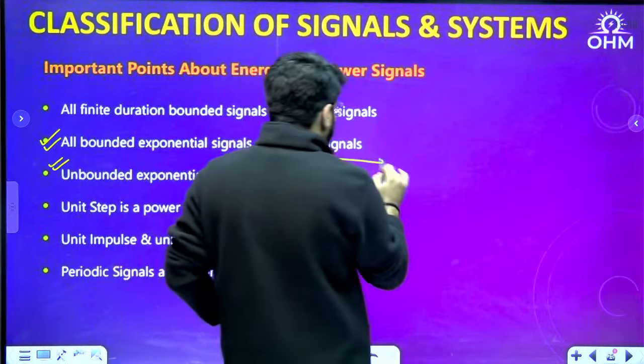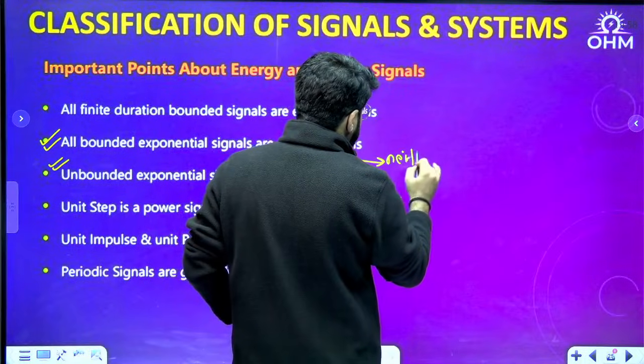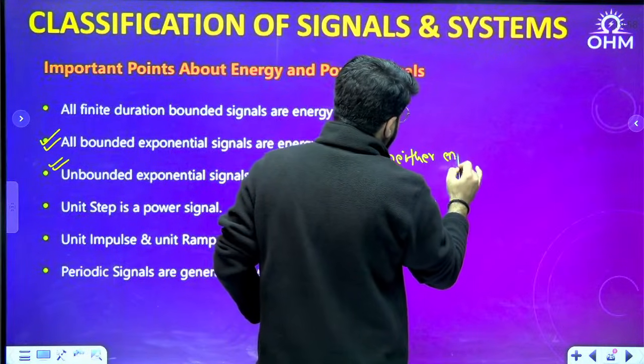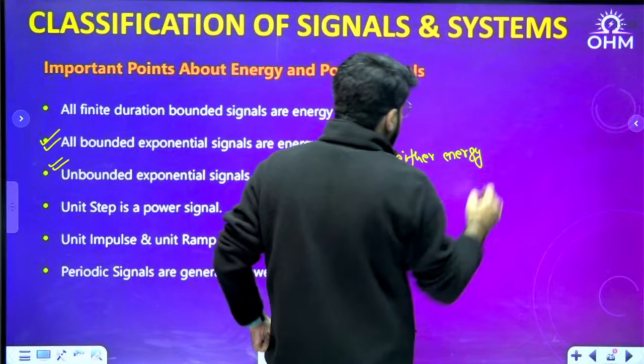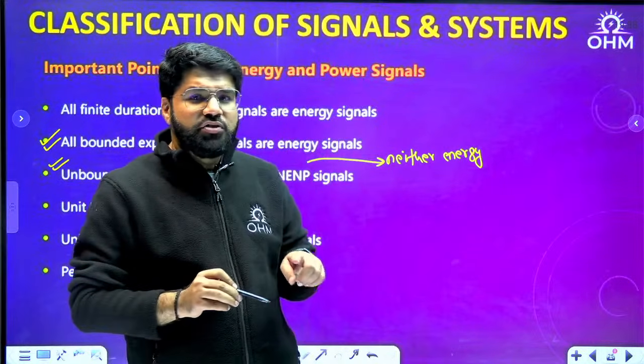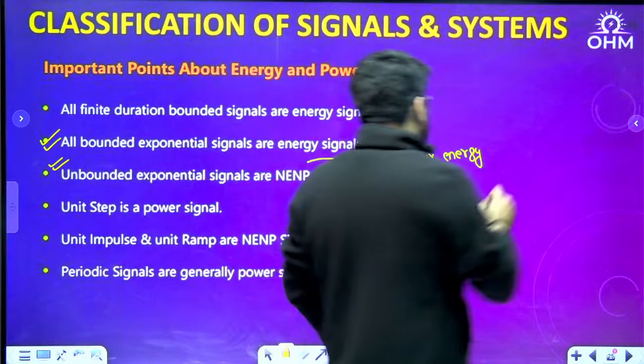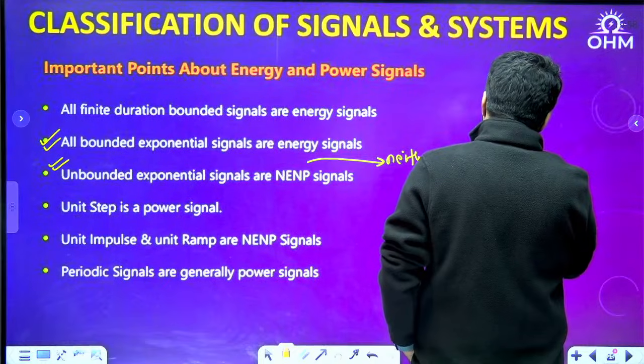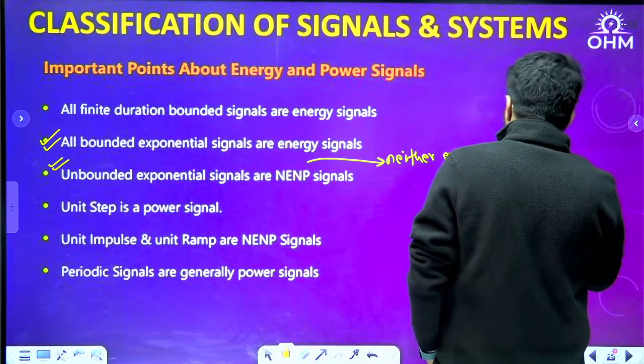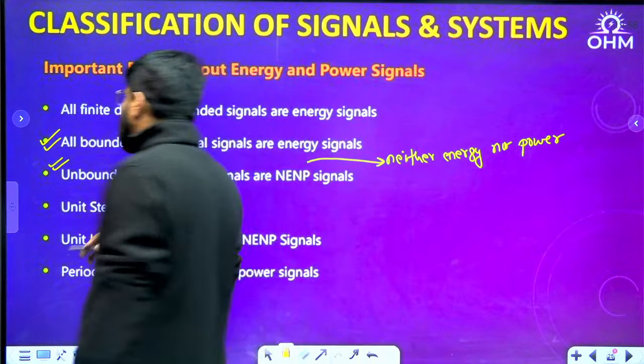NENP is the short form we use to represent signals which are neither energy nor power. Because for an unbounded exponential signal, energy is infinity and power will also be infinity. Neither energy nor power.